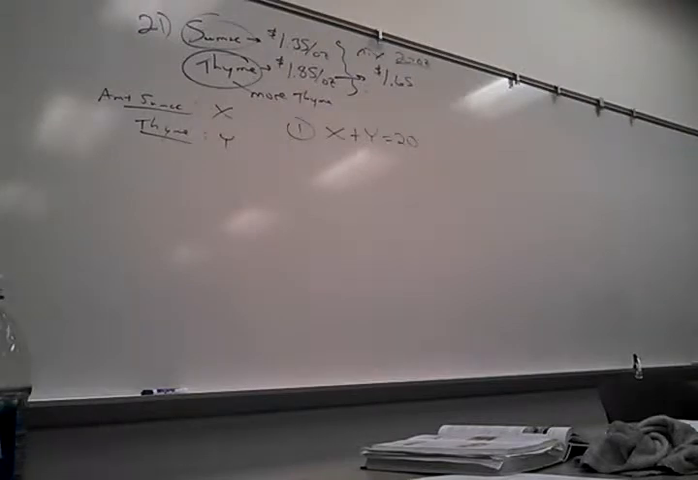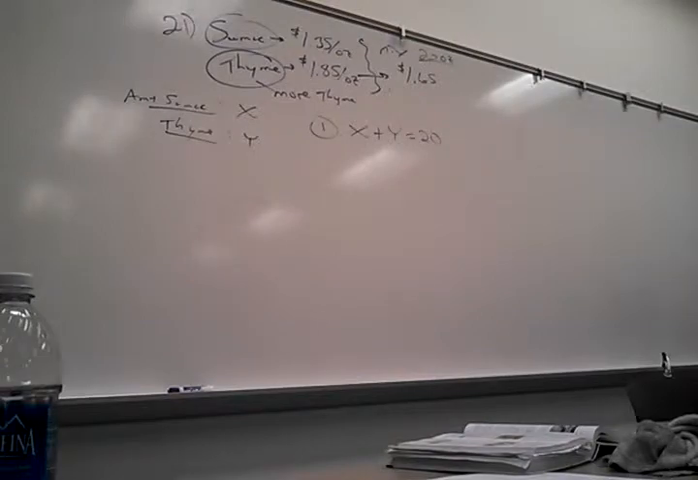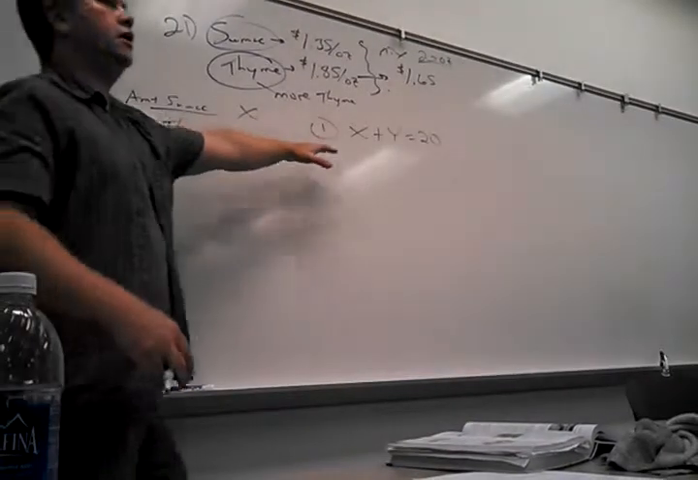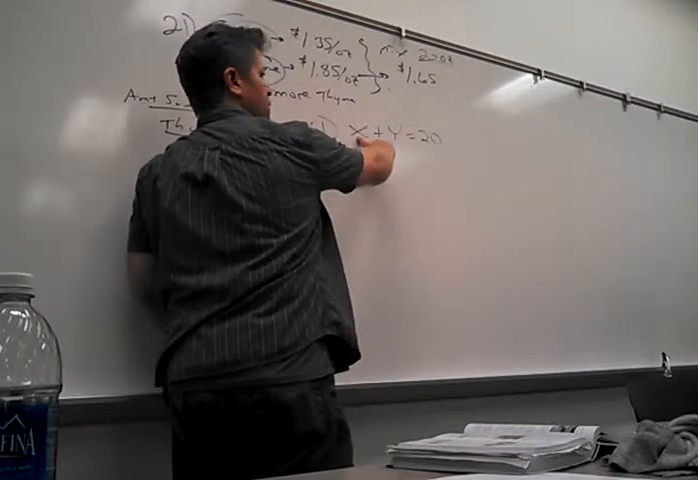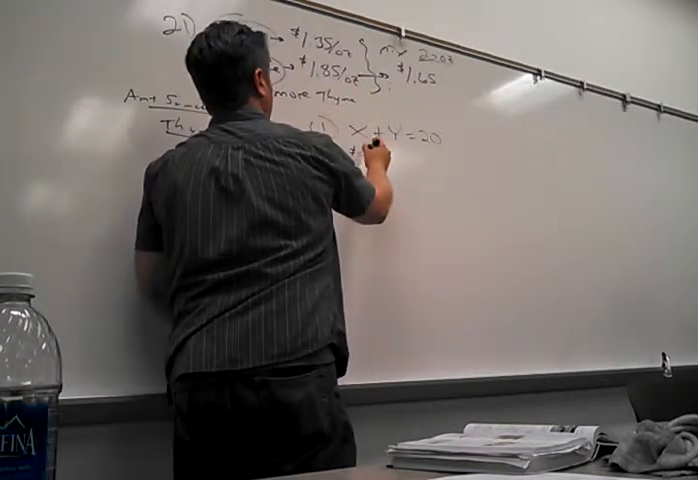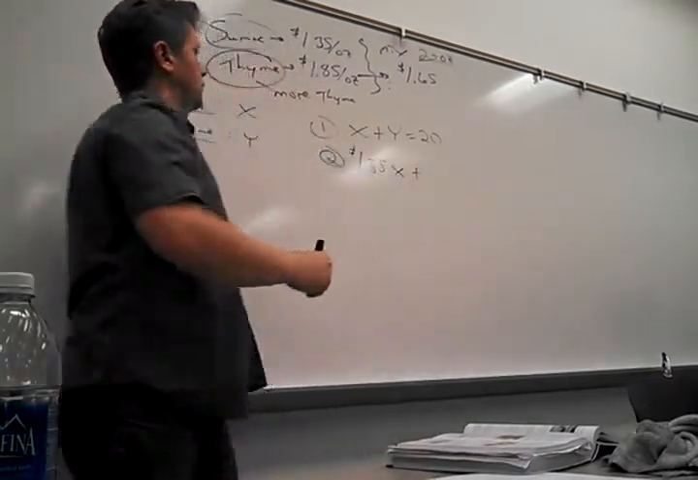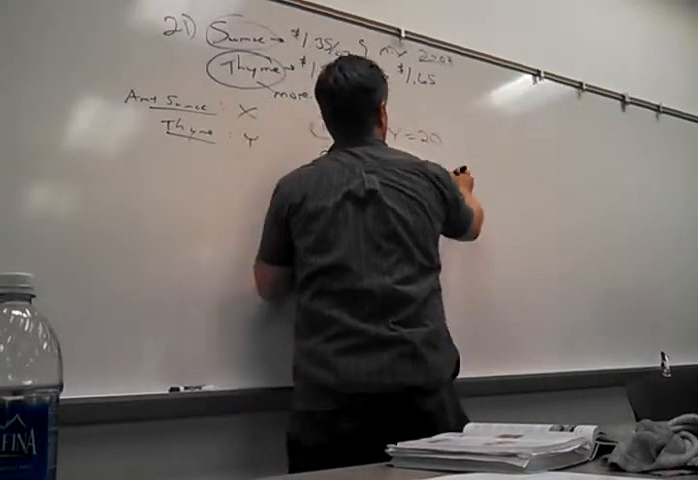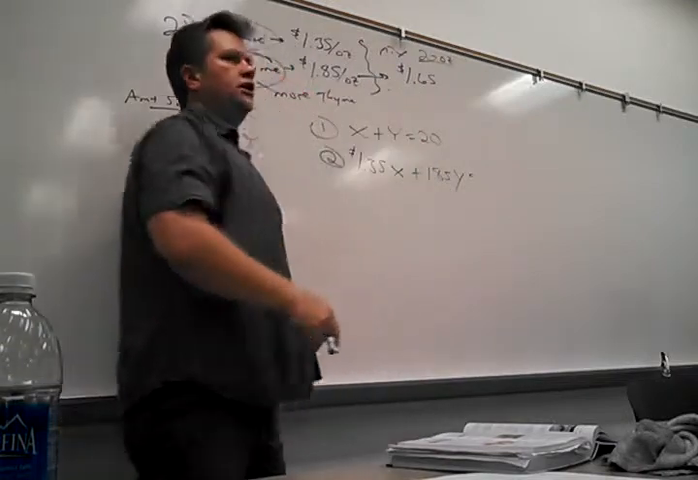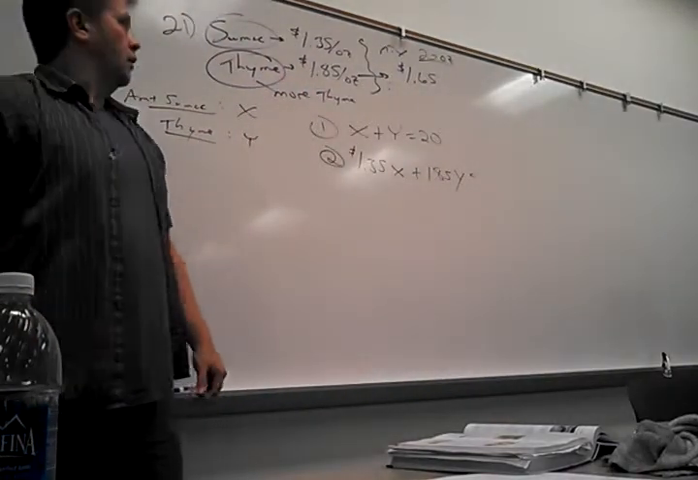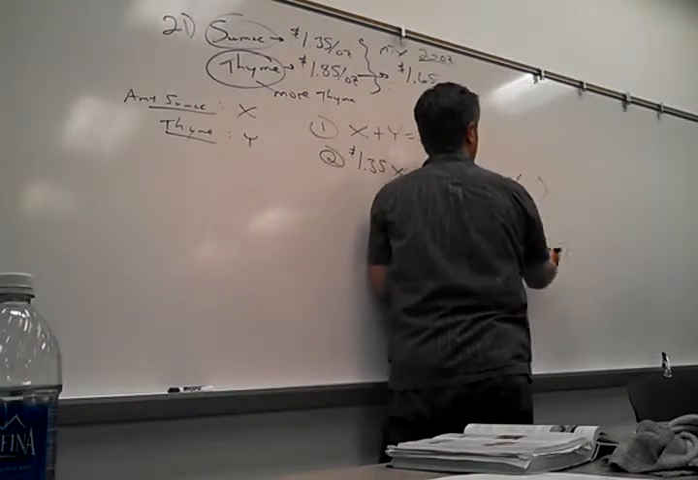Now I bring in the idea of money. My money equation is going to be next. So for every ounce of this, how much does it cost me? $1.35 for every ounce of that, plus $1.85 for every ounce of that. Now here's where you've got to be careful. How much total money will that end up being? $1.65 per ounce, and how many ounces?